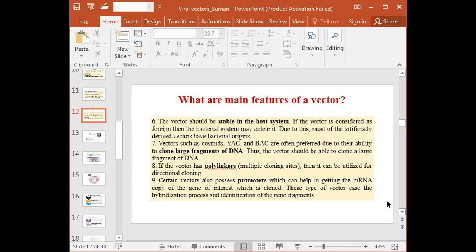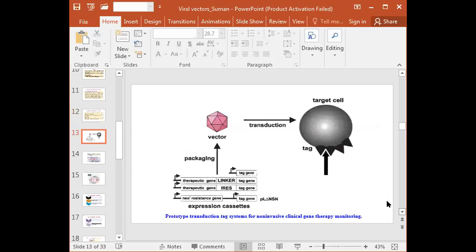If the vector has polylinkers, meaning multiple cloning sites, then it can be utilized for directional cloning. There are certain vectors that possess promoters which can help in getting the mRNA copy of the cloned gene of interest. This type of vector is used in the hybridization process and identification of the gene fragment. Here is a prototype of a tag system for non-invasive clinical gene therapy monitoring. You can see the expression cassette in the form of tag genes, then linkers, IRES, therapeutic genes, and neo-resistance genes.